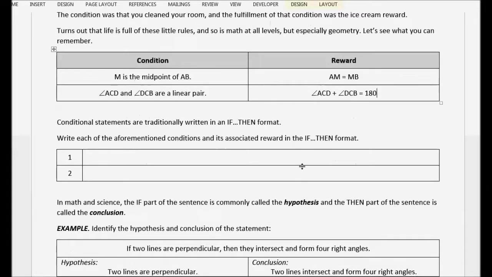Now we traditionally write conditional statements in an if-then format. So if I want to take this condition and reward that we talked about earlier and write it as an if-then statement, we might say something like this. If M is the midpoint of AB, then AM is equal to MB. Or perhaps we could say if angle ACD and angle DCB are a linear pair, then angle ACD plus angle DCB is equal to 180 degrees. So these are more formal if-then style conditionals.